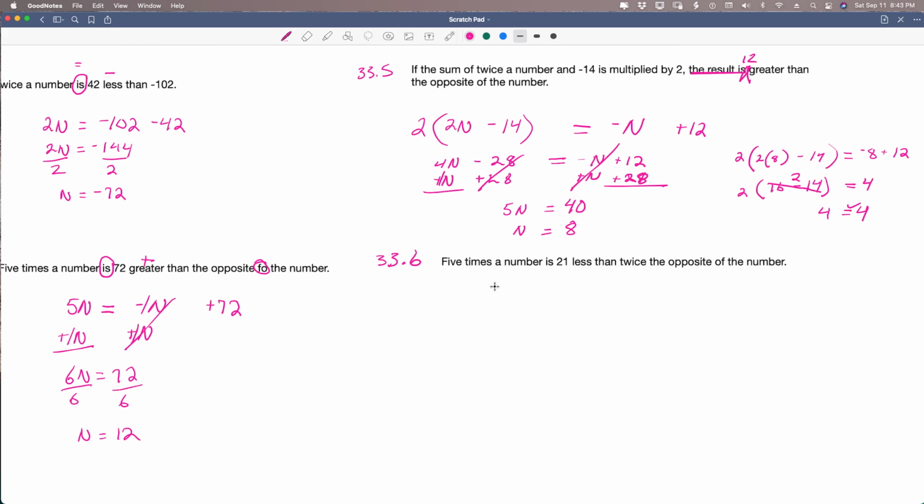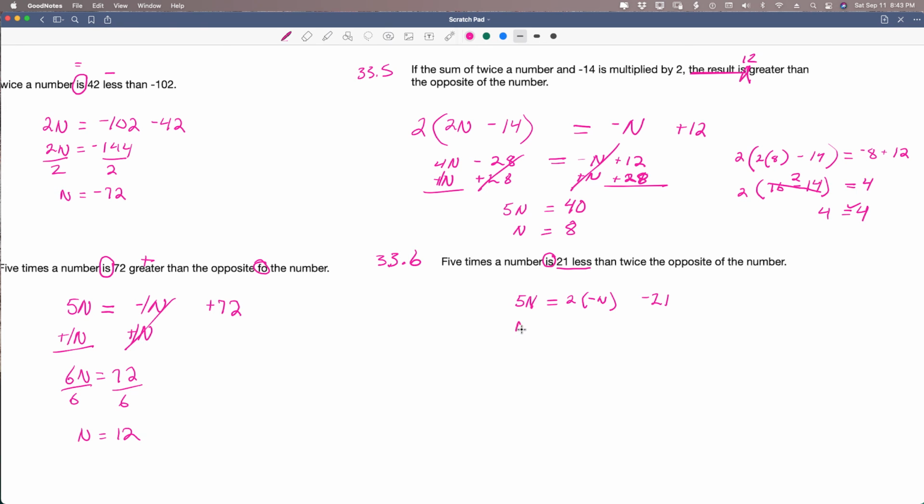All right, let's do the last one. 5 times a number is, I don't see any other "is"s, so this has to be our equal sign. Okay, 5 times the number, that's 5n, is 21 less, so it's going to be minus 21 somewhere. 21 less than twice the opposite of the number. Okay, so twice the opposite of the number is that.